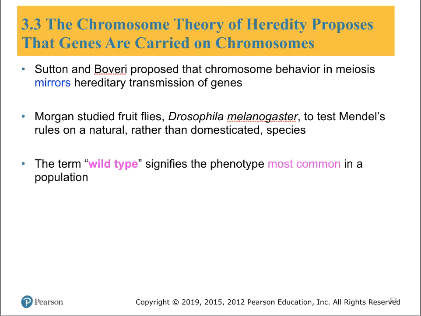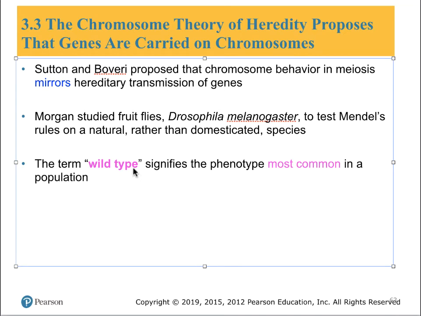Before we move on to look at the experiment, it's important to understand the term wild type. The wild type doesn't refer to any particular phenotype, but what it does refer to is the most common phenotype in that particular population. So, for instance, if we looked at human populations, the wild type eye color in Africa would be black, whereas the wild type eye color in Sweden would be blue.